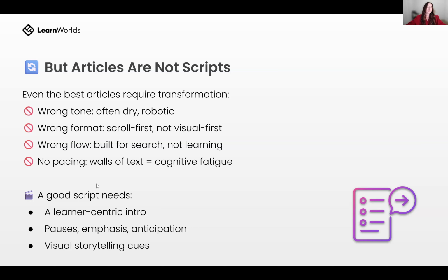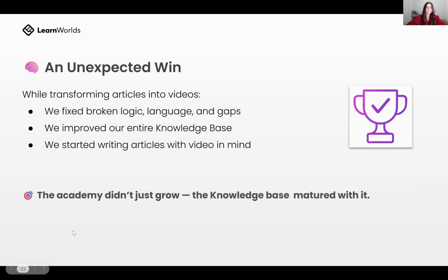So a good video script would have to be learner centric. You would need to have enough pauses or emphasis or build up anticipation, and you must have visual storytelling cues. We will mention these a lot more going further.